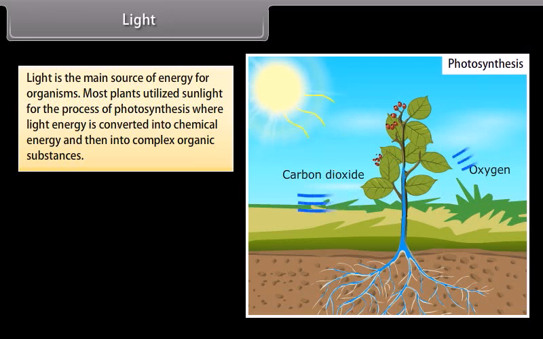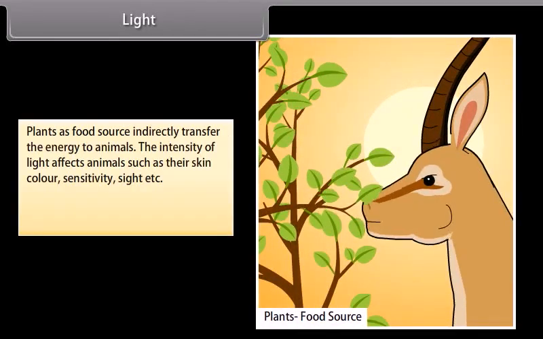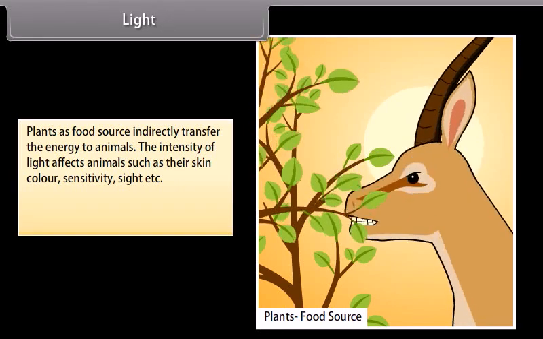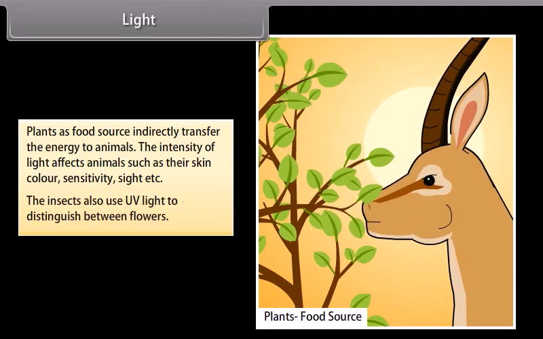Most plants utilize sunlight for the process of photosynthesis, where light energy is converted into chemical energy and then into complex organic substances. Light is also essential to other biological processes such as flowering in plants, sight in animals, and the migration of birds. The production of food and oxygen both depend on light. Plants as a food source indirectly transfer the energy to animals. The intensity of light affects animals, such as their skin color, sensitivity, sight, etc. The insects also use UV light to distinguish between flowers.